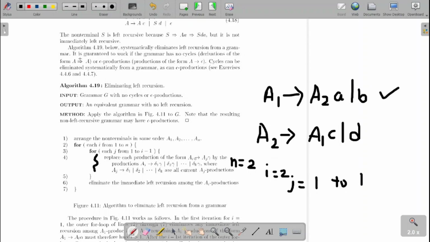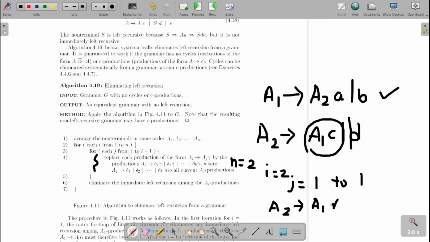Replace each production of the format Ai derives Aj gamma. What is the value of i? A2. Each production of the format A2 derives Aj gamma. What is the j value? The j value is 1, so A1 gamma. This is the one which is leading to the cyclic path. In this example, the gamma is C.